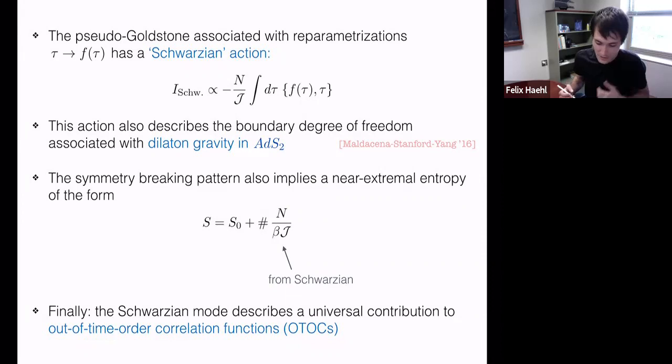observable that we've been interested in, and which makes clear this connection with gravity, and that is something you see in the 4-point function. If you compute 4-point functions in this model, you can ask what is the contribution of the Schwarzian mode to the 4-point function. You find it describes a universal contribution to the 4-point function, which is particularly interesting in some out-of-time order configuration. So let me very briefly talk about that because it's going to be important later on again.